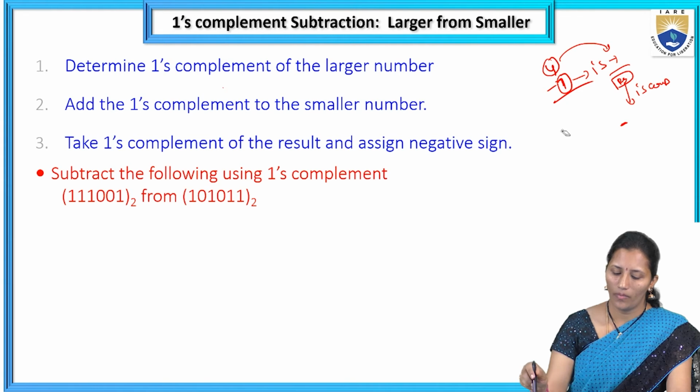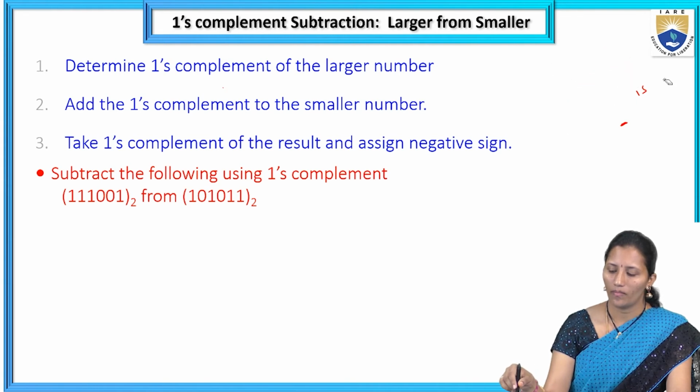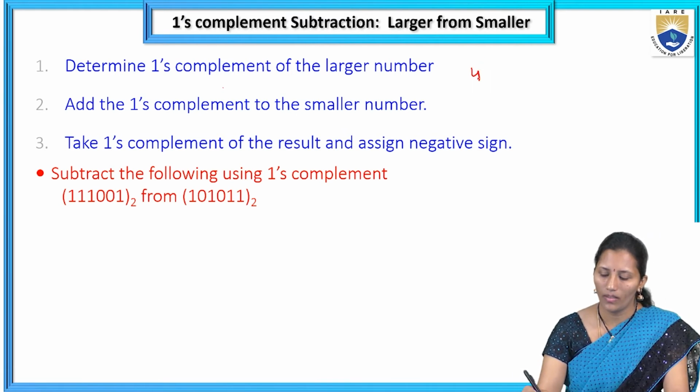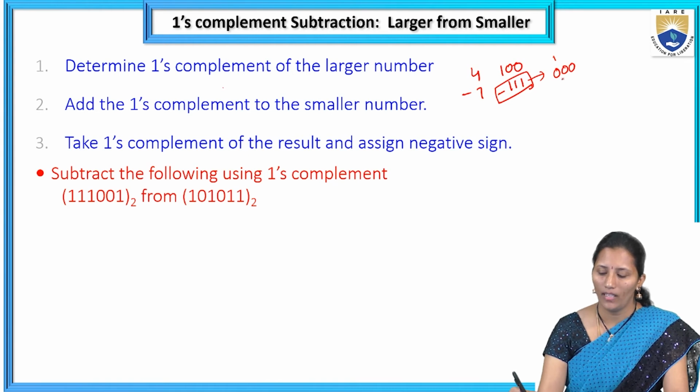So for example, first we will discuss 4 minus 7 with small digits. Then you will understand for larger numbers. So 4 minus 7. 4 is 1, 0, 0. 7 is 1, 1, 1. Here we are subtracting a larger number from the smaller number. So first we have to find out the ones complement of 7. So that is 0, 0, 0. Here add this 0, 0, 0 to the 4.